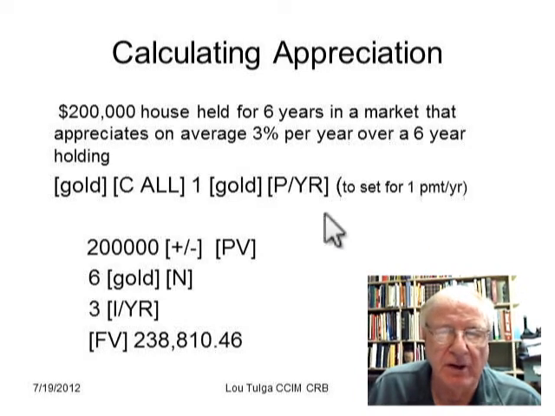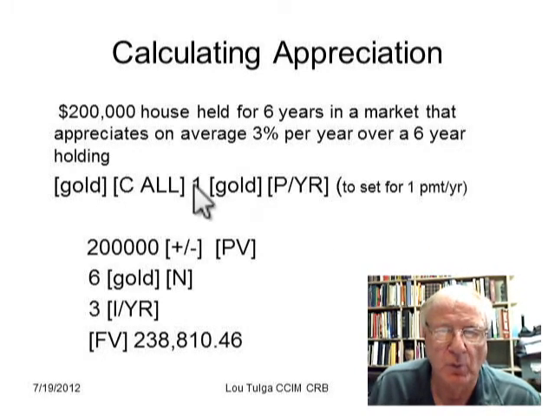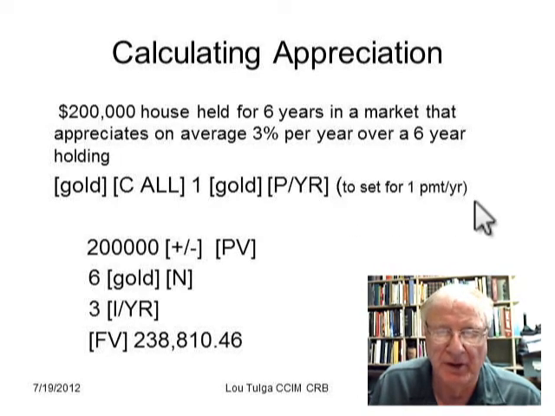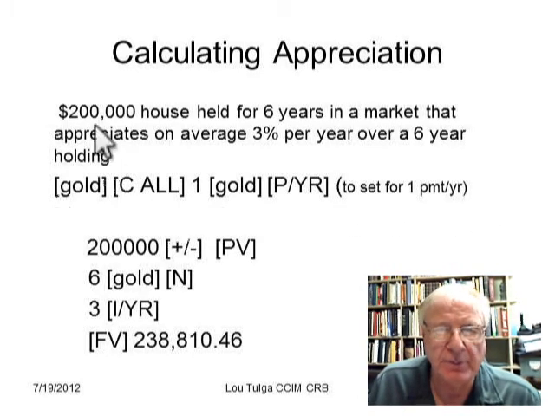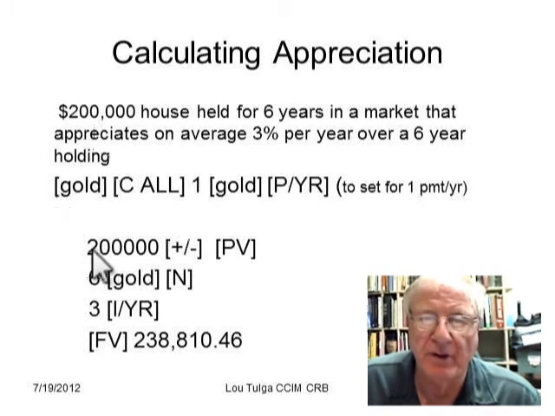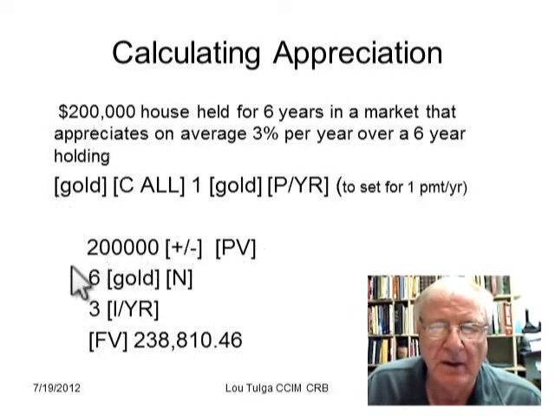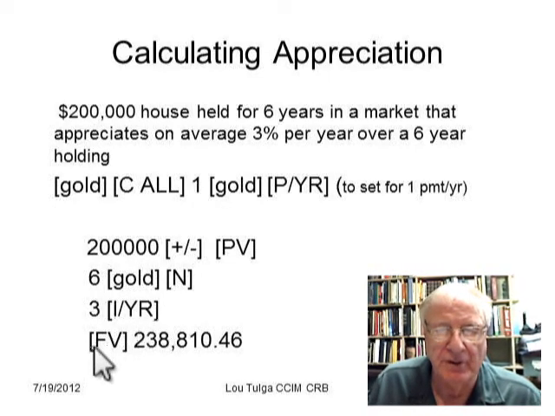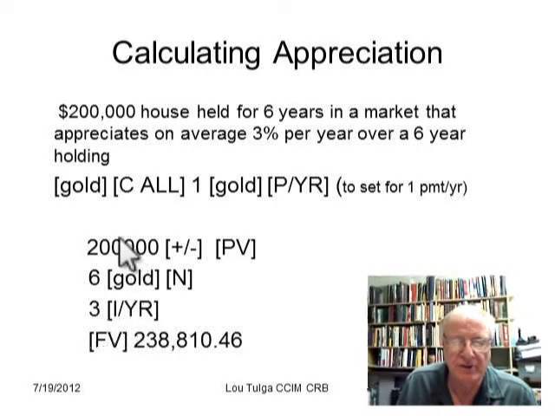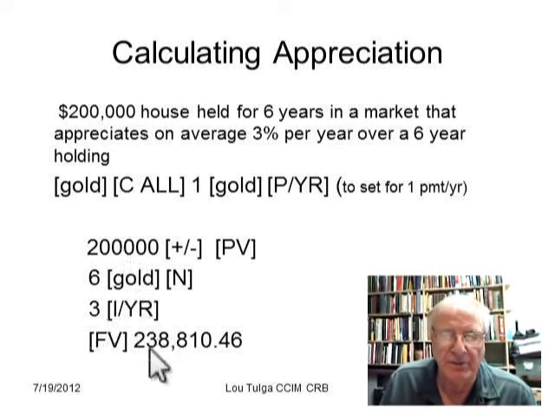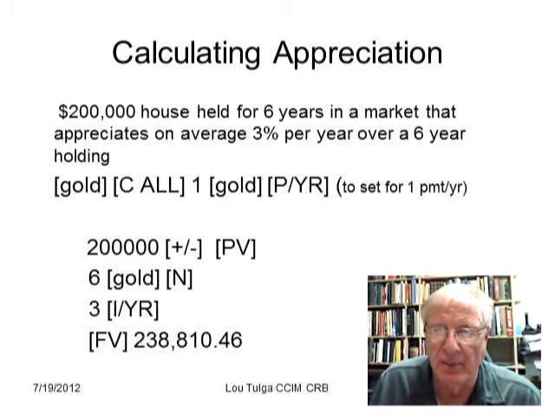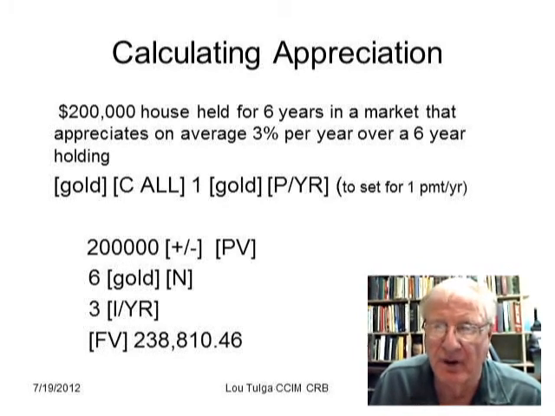If you want to change the calculator, gold key clear all and go 1 gold key payment per year for annual rate rather than monthly amortizing. Your class problem here is a property bought for $200,000. It's going to go 6 years out. You're going to get a 3% appreciation per year. You're going to solve for future value at the end of 6 years, and the $200,000 goes up to $238,810 with a steady 3% appreciation over that period of time.